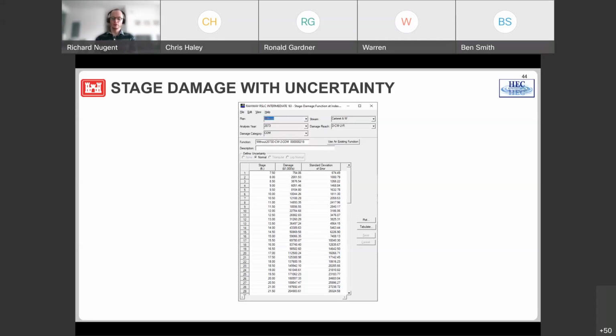So we are going to calculate expected annual damage for two analysis years, the base year and the most likely future year. And finally, we aggregate stage damage over damage categories. So we're going to have a stage damage function for residential. We'll have a stage damage function for commercial, for industrial, for public, and so on and so forth.